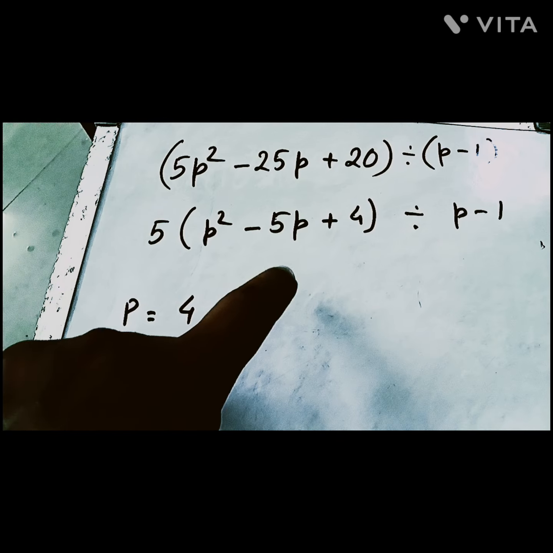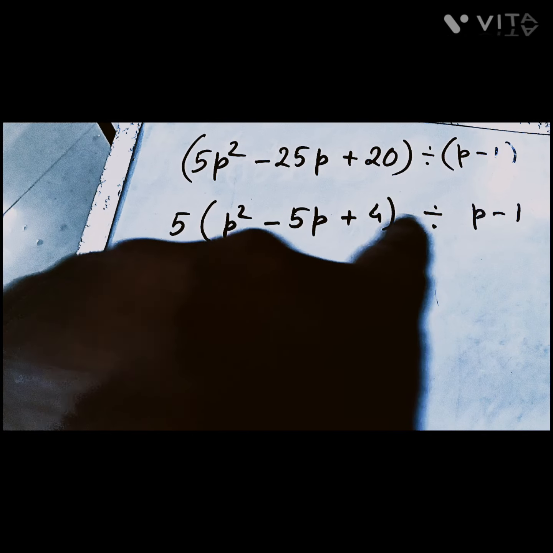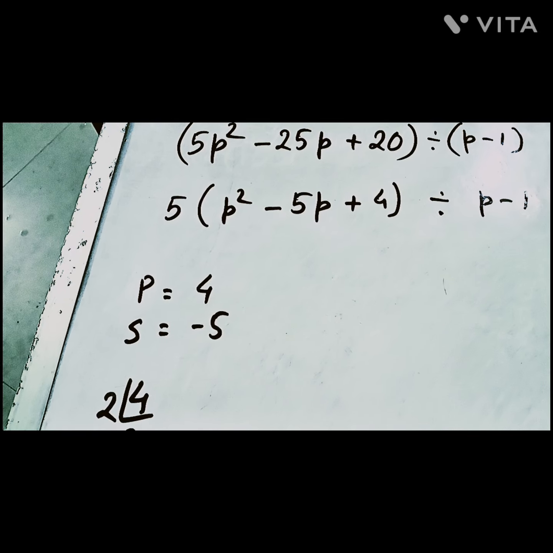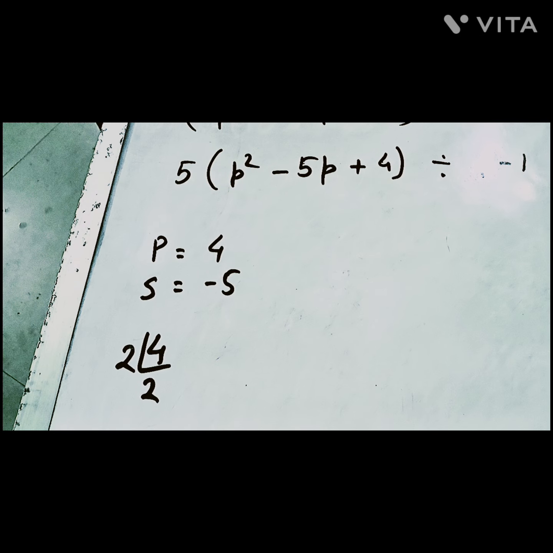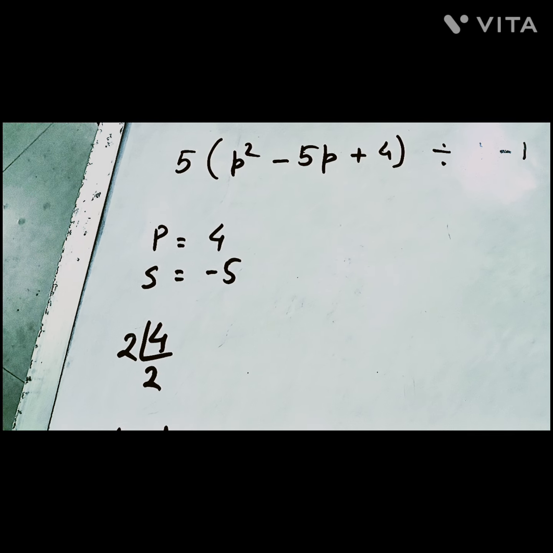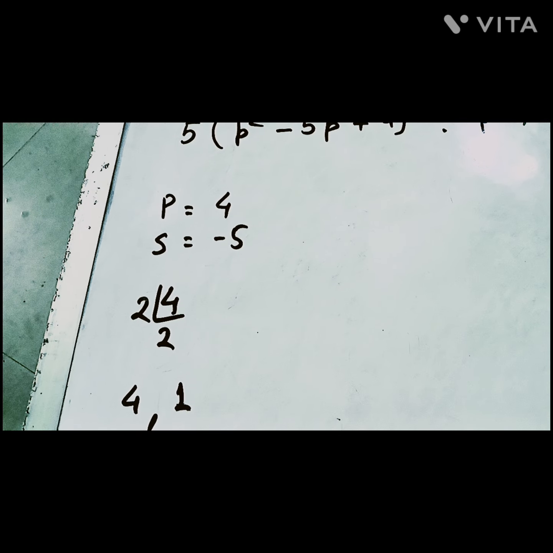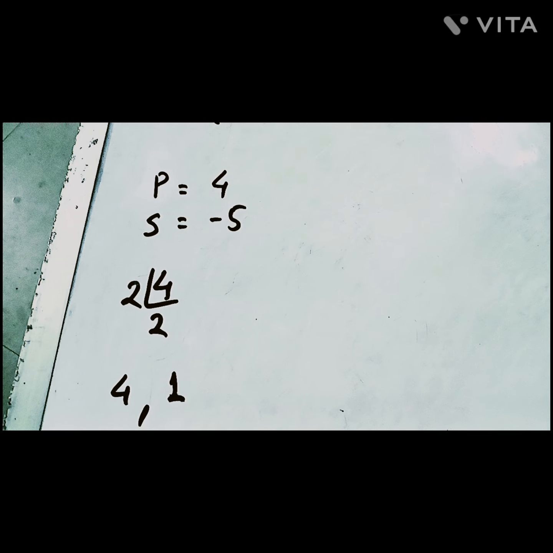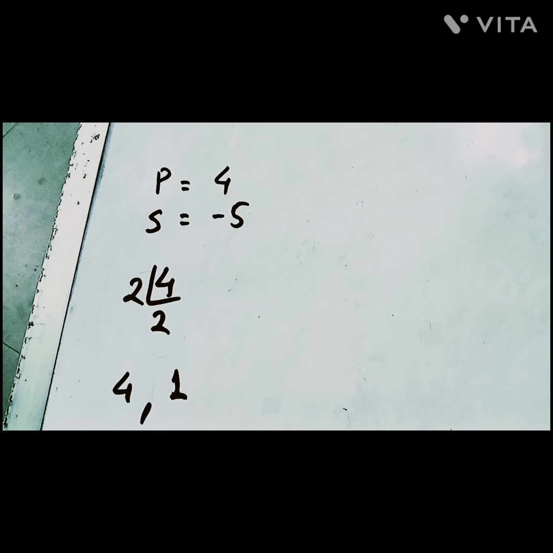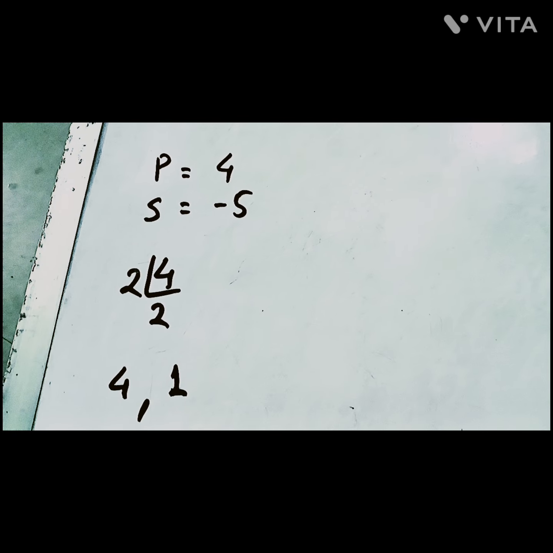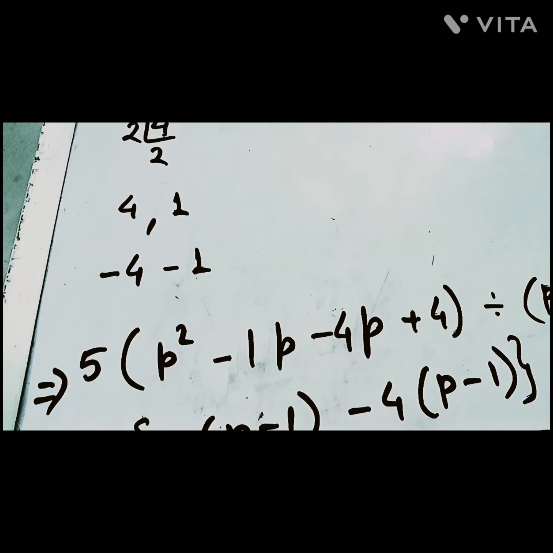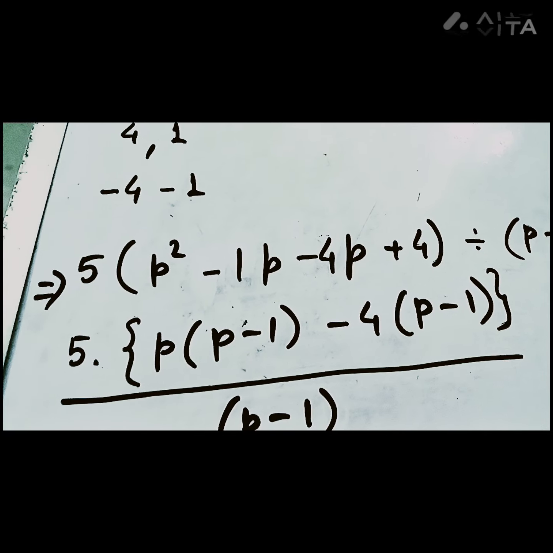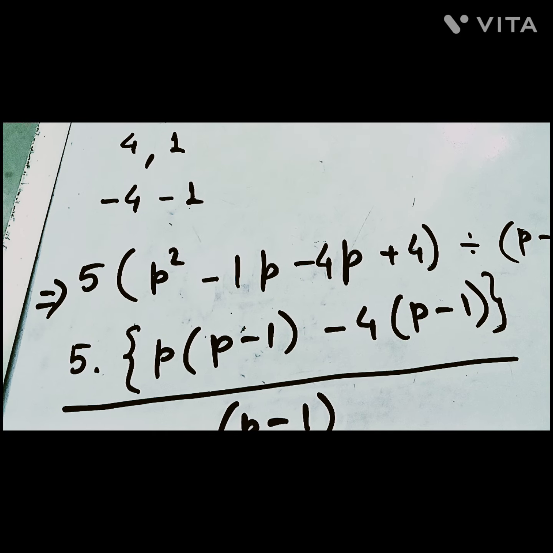Now this is a smaller expression where we can easily do the middle term break. Product is plus 4, sum is minus 5. We factorize 4: 2 twos are 4, again 4 and 1. Minus 4 and minus 1 can be added to get minus 5, and minus 4 into minus 1 is plus 4. So the two factors are minus 4 and minus 1. So we put those factors in the middle term to break it.